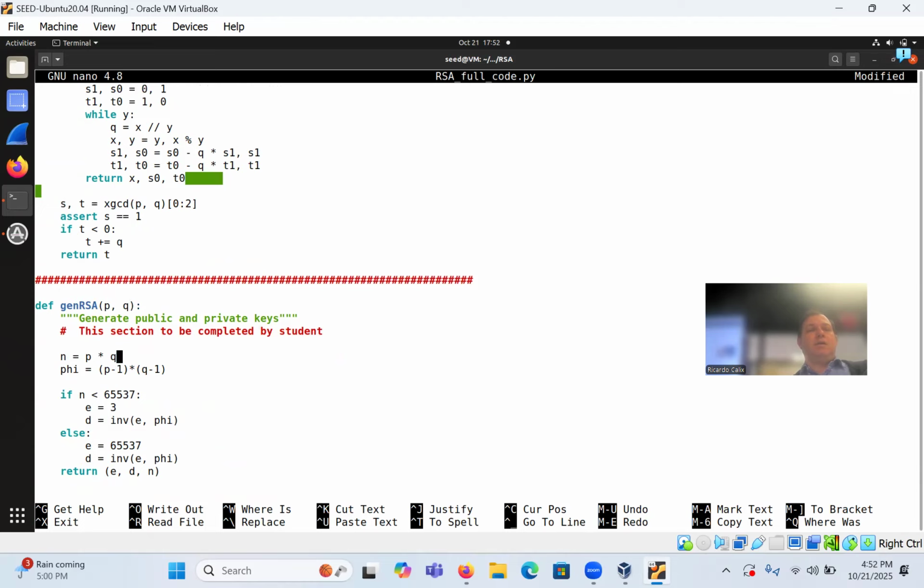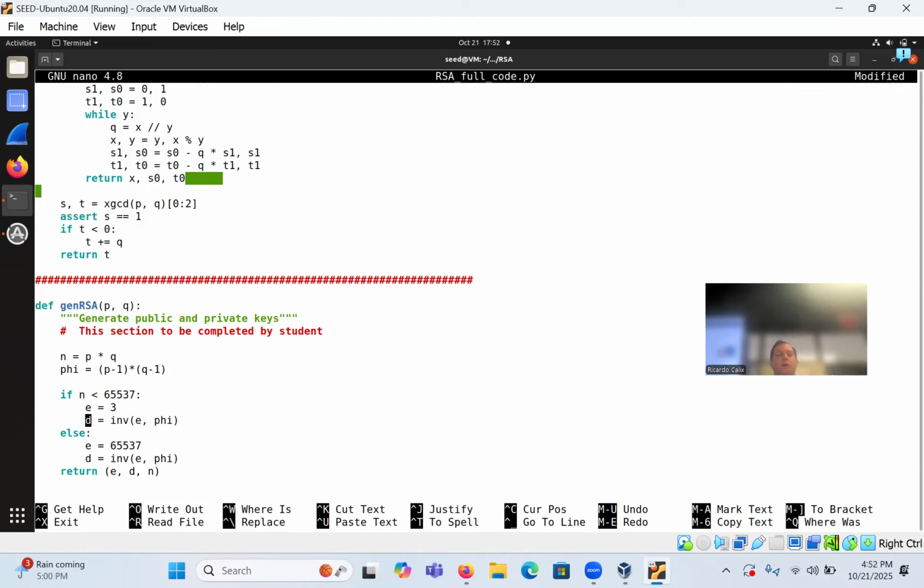Okay? It calculates N, calculates phi, and then given N it is going to select one of these two, and given the phi, it is going to return the D exponent that you need. Got it? Any questions, guys, about this process? So this is what you're going to try out today to see if you can do it.